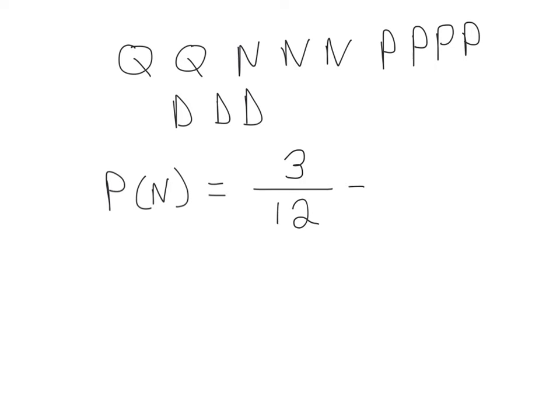And once we reduce this fraction, we will understand that our probability is 1 out of 4. And sometimes we write that as a percentage, and that would be a 25% chance that I will get a nickel out of this group.